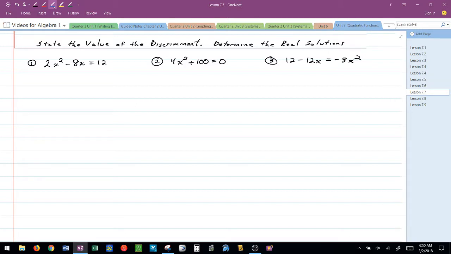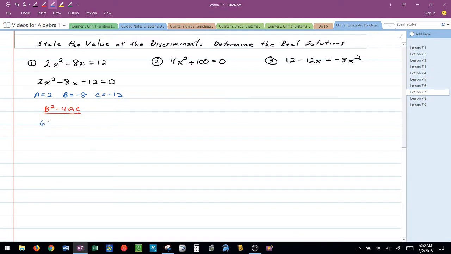The first and most important thing is you got to make sure that your quadratic is in standard form first. So I know that this 12 needs to move over to the left. So I'm going to rewrite this as 2x squared minus 8x minus 12 equals 0. I now want to identify a is 2, b is negative 8, and c is negative 12, and I understand that from standard form. Now I'm ready to calculate b squared minus 4ac, which is again what we call the discriminant.